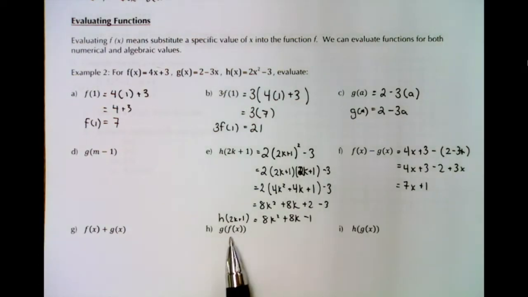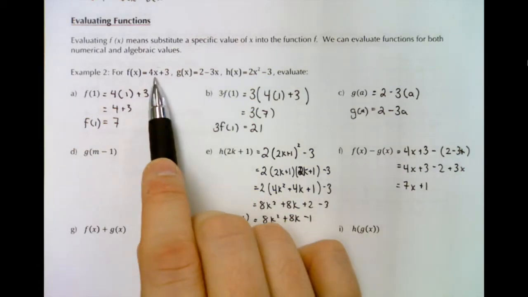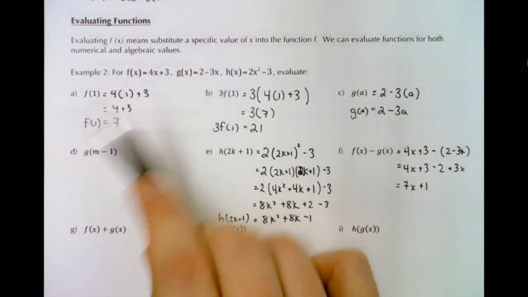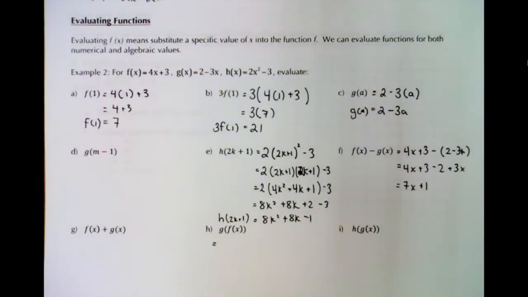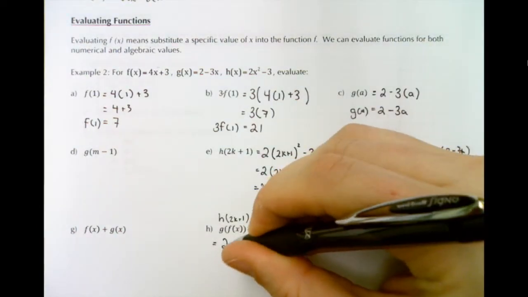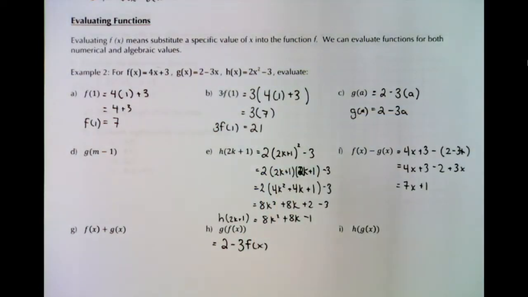This is a little tricky. This says G of f of x. And what that means is, inside function G, we're going to put function f. So we're going to replace the x's in G of x, so that x, with the entire function f of x. I'm going to show you what that looks like. I'm going to do it in 2 steps. I'm going to write down function g, but everywhere there's an x, I'm going to write f of x. So we got 2 minus 3 f of x. There we go. We took function g, and instead of the x, we wrote f of x.